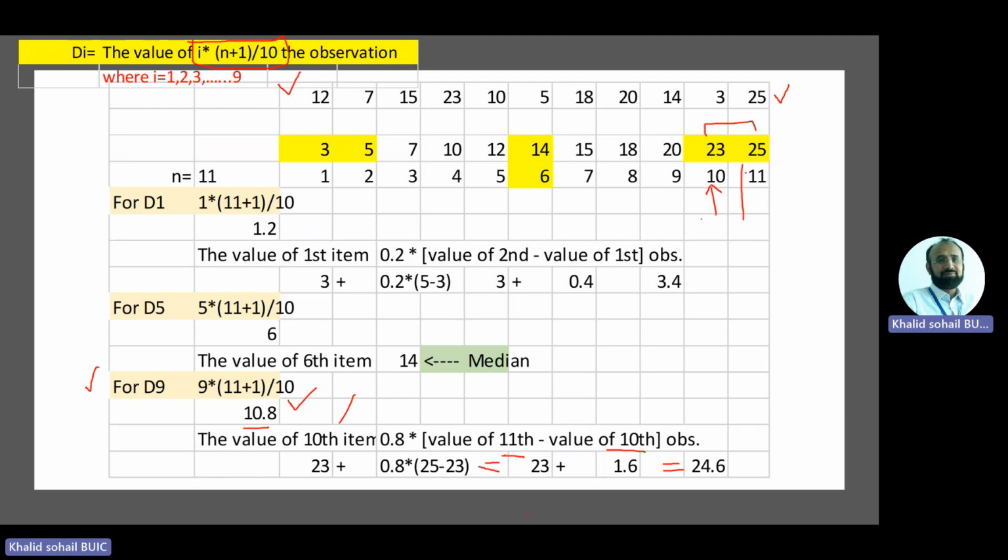Here we can get our 9th decile, that is D9. The rest of the values should be less than this D9, 24.6. And you can observe that all these values are less than this 24.6.